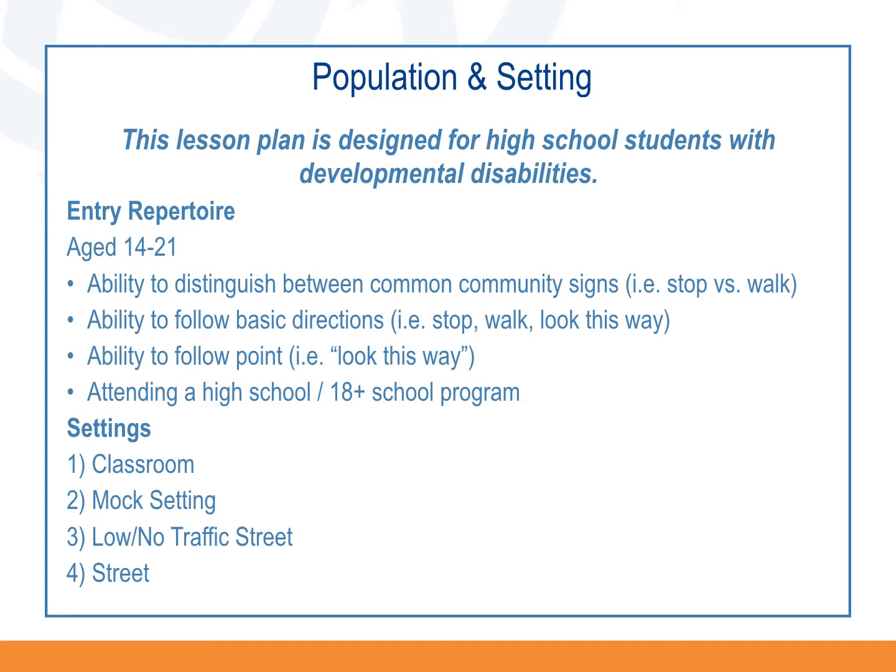The settings that we're going to go through start with the classroom setting, just to work on that initial skill of knowing when you see the sign, do you walk or do you not walk? Then go into a mock setting, ideally set up in the gym, or near where I live, there's actually a park designed for people with special needs that has a mock city with working stoplights. And then going to a low or no traffic street, and then a regular street.